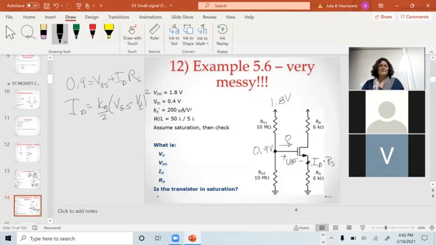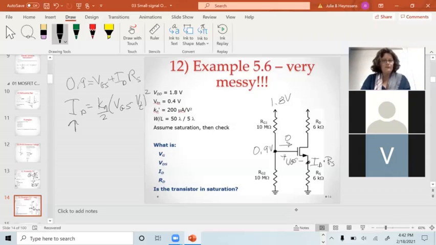To solve this, basically what I could do is say, okay, ID is 0.9 minus VGS over RS. I could plug in that value here for ID, and then I'd have one equation and one unknown, and I would get two solutions. One of them probably comes out to be a negative number, and I can throw out because there's no negative voltages in this circuit.